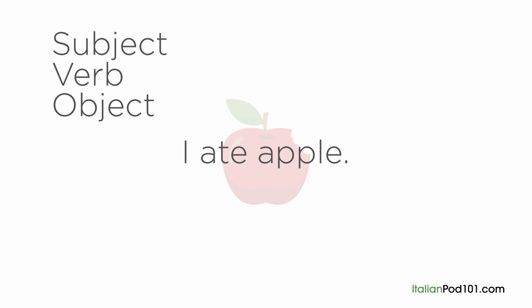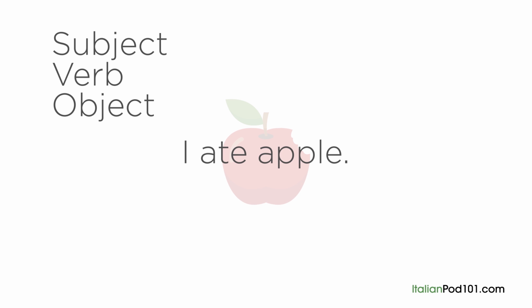If we break down the English sentence, I ate apple, we can see that the subject I is presented first, followed by the verb ate, and then finally the object apple is positioned last. This is the basic word order for sentences in English.